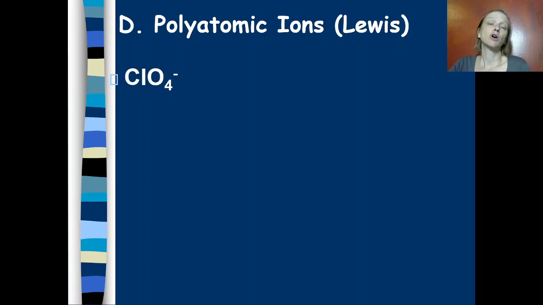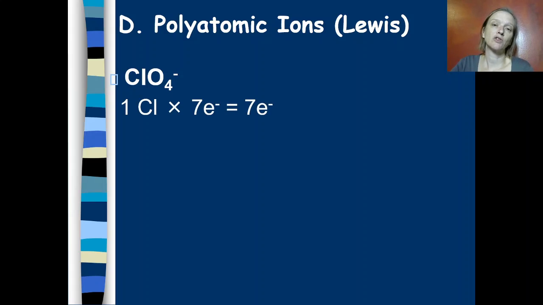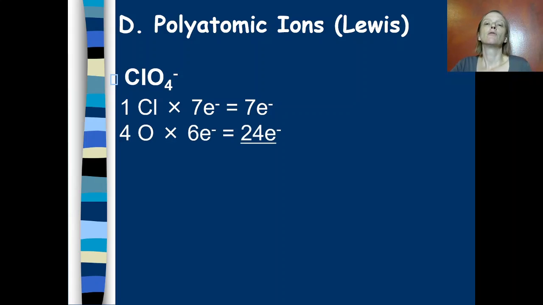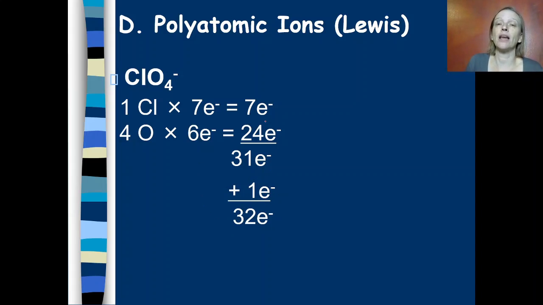The perchlorate ion. When we count up the electrons, 1 chlorine has 7 valence electrons. 4 oxygens each have 6 valence electrons, so that's a total of 24. So that would be a total of 31 valence electrons, but we're going to add 1 more electron because this ion has a negative charge. So really we're going to place 32 electrons.